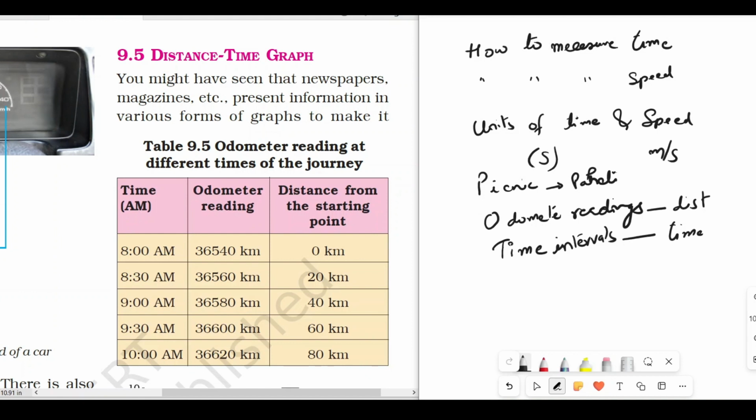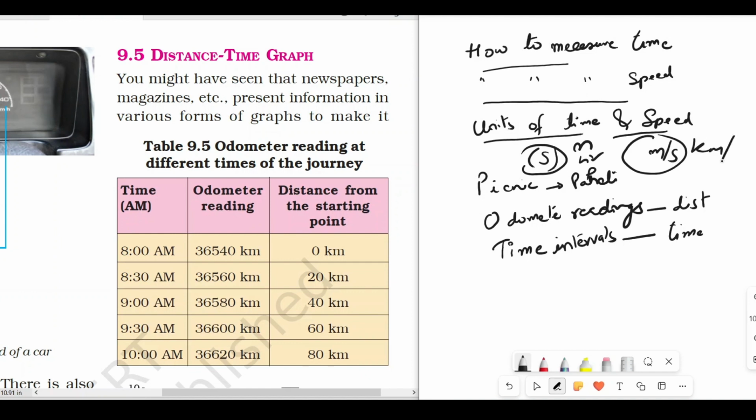So in the last session, we saw how we measure time. We saw how we measure speed. We also saw what the units of time and speed are. The unit of time we saw was seconds. It could have been minutes, it could have been hours, and it could have been any such unit which would measure time. And then we saw the units of speed were meter per second. It could have also been kilometer per hour and other such units.